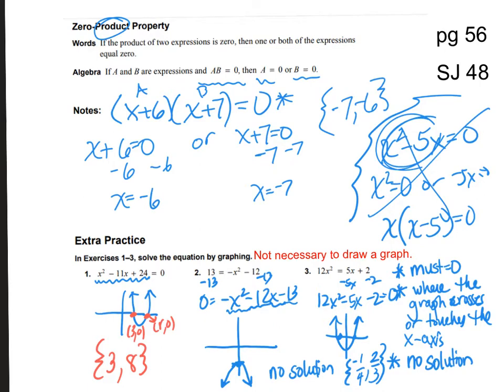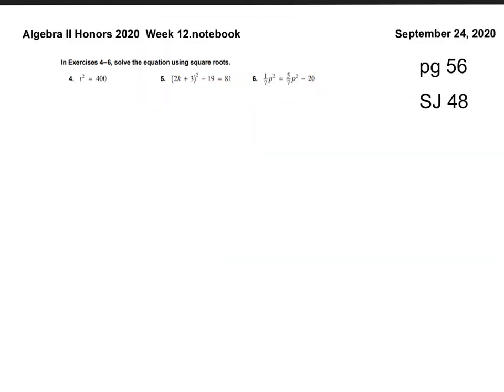Moving on to the next. It says solve the equation using square roots. t squared equals 400. So to get t alone, I would take the square root of both sides. Most students just put t equals 20. But I want you to think about that for a moment.